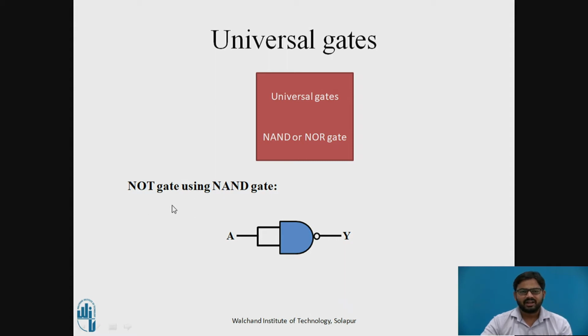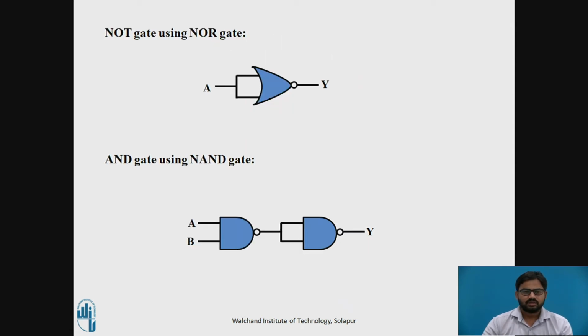This is a NOT gate implementation using a NAND gate. When both the inputs are made common and made a single input, it becomes a NOT gate. So this is a realization of the NOT gate using a NAND gate. And this is a realization of the NOT gate using a NOR gate, making the input common.